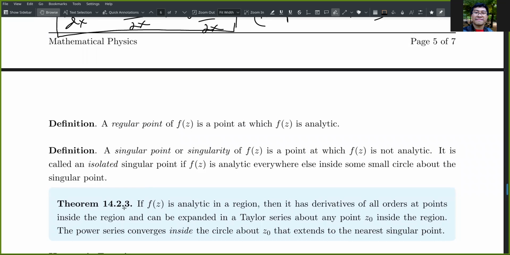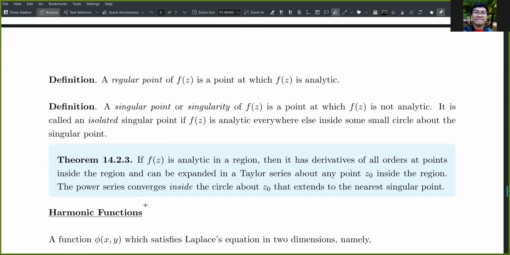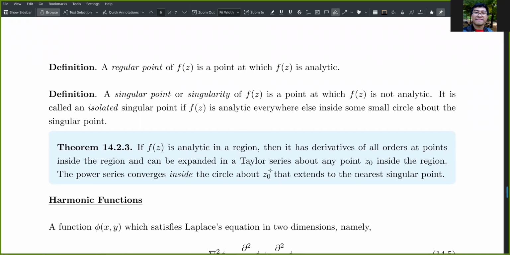We also have a powerful theorem which we will again not prove. If f(z) is analytic in a region, then it has derivatives of all orders at points inside the region and can be expanded in a Taylor series about any point z naught inside that region. The power series converges inside the circle about z naught that extends to the nearest singular point.